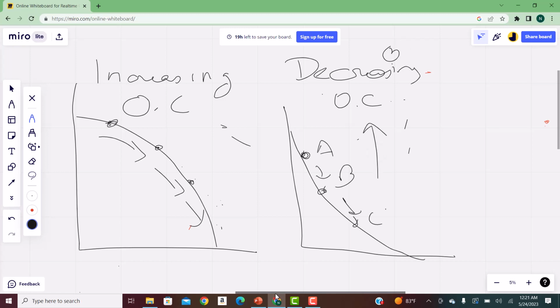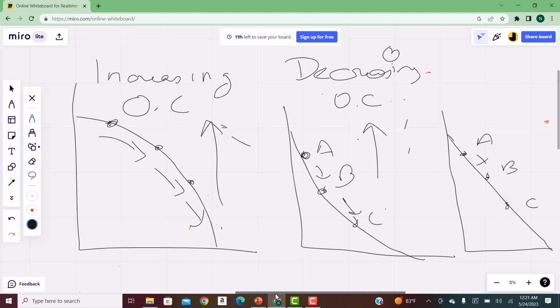If the PPF has a shape like this, bulging outwards, that's increasing opportunity cost. Now the last one is if the PPF is a straight line like this, with no variation, not a curve, then when we move from one point to another, opportunity cost remains the same. So in that case, we are going to have constant opportunity cost.